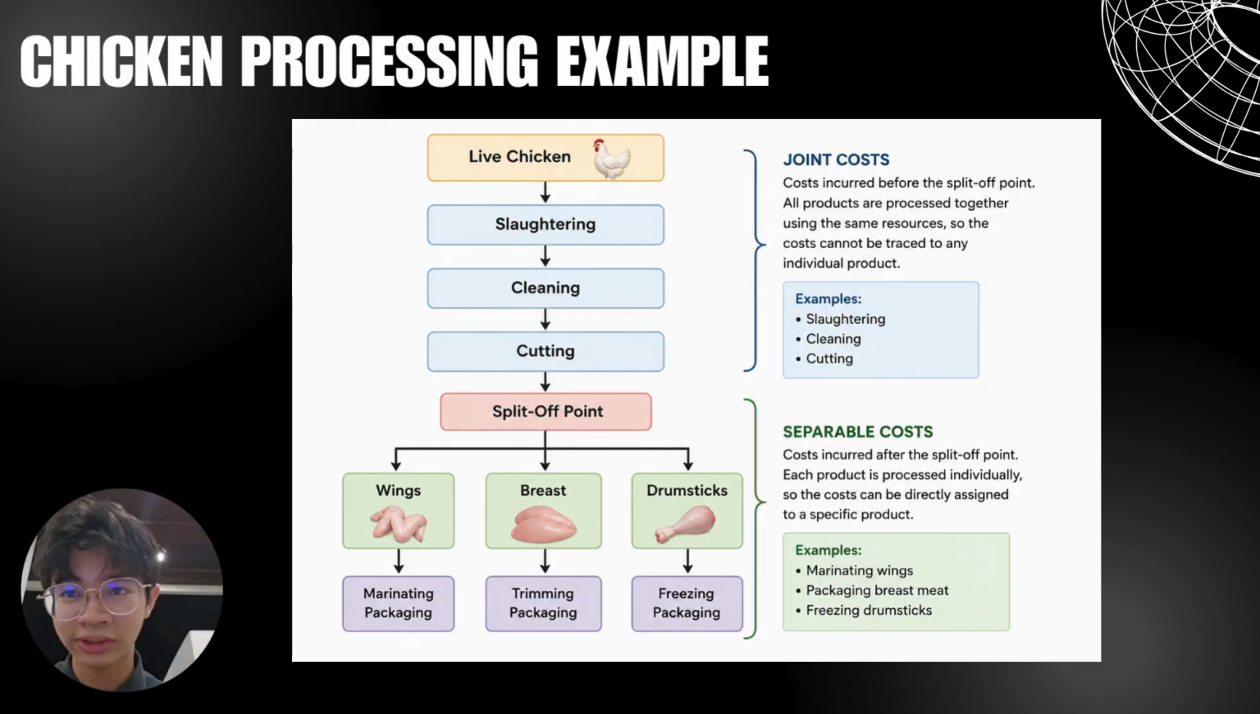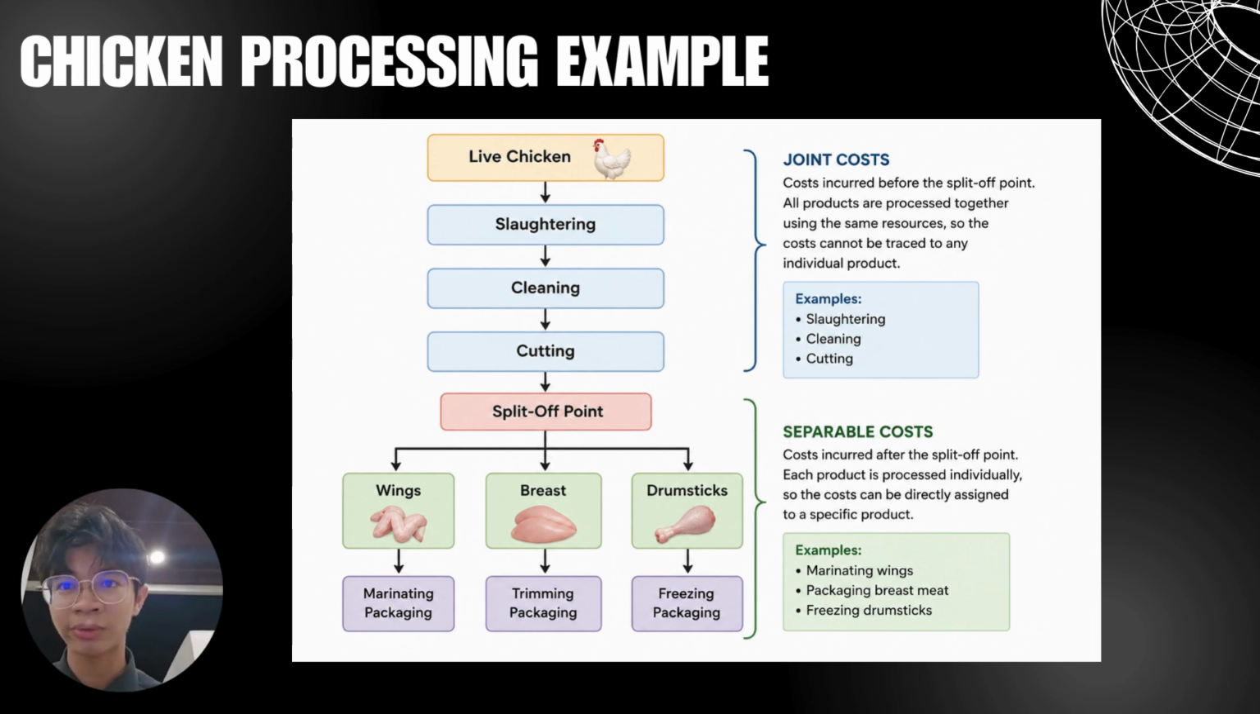In the chicken processing company, a live chicken undergoes common processing activities such as receiving, slaughtering, defeathering, cleaning and cutting. During this stage, costs such as raw material, labor, utilities and factory overhead are incurred jointly. Since these costs benefit all resulting products, they are considered joint costs. For example, the cost of slaughtering and cleaning a whole chicken is a joint cost because these activities are performed before the chicken is separated into different parts. At this stage, all products share the same processing costs.